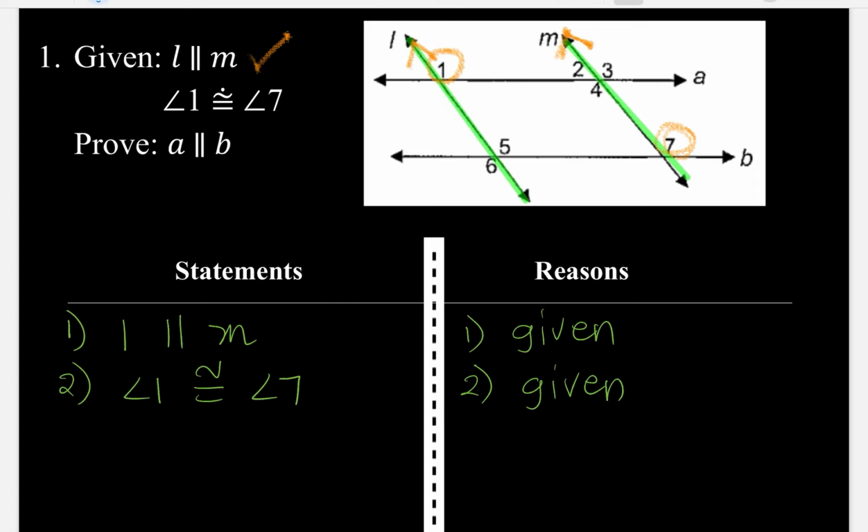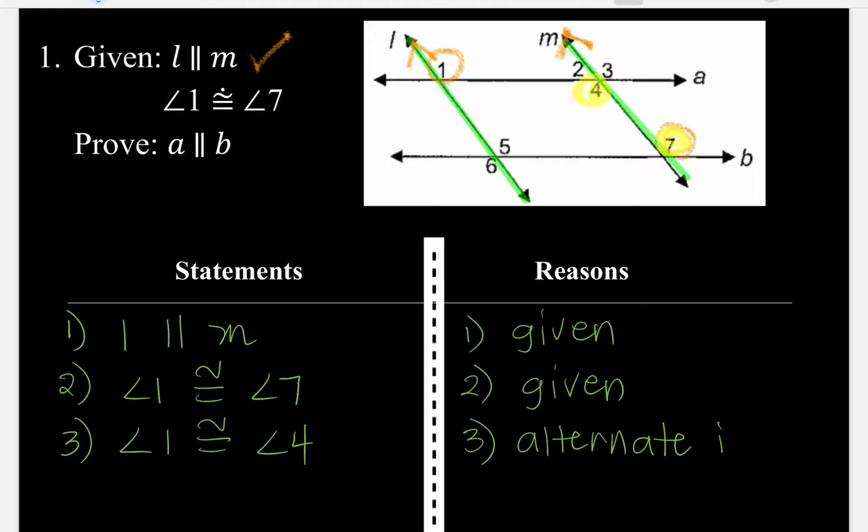So one possible answer could be introducing angle 4, because 1 and 4 have a relationship, and then 4 and 7 have a relationship. Let's talk about the relationships. So angle 1 is congruent to angle 4. Why are they congruent? Why do they have the same measure? Because they are alternate, they're on opposite sides of the line A, alternate interior because they're inside lines L and M. So, alternate interior angles.